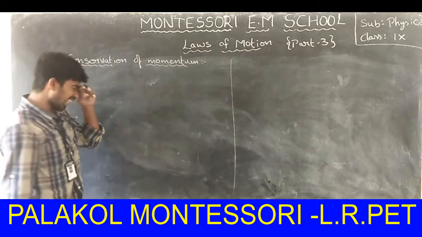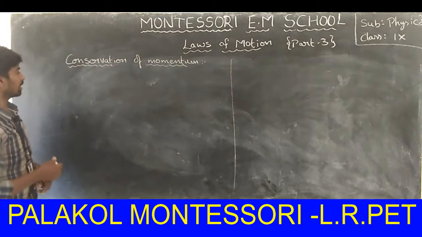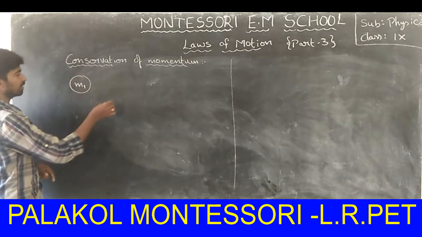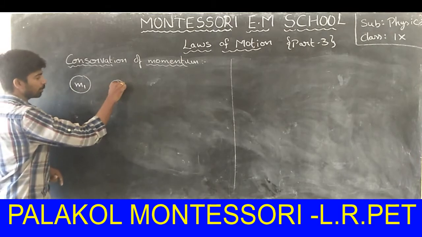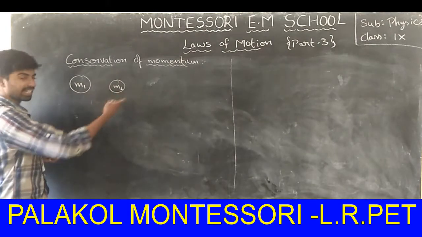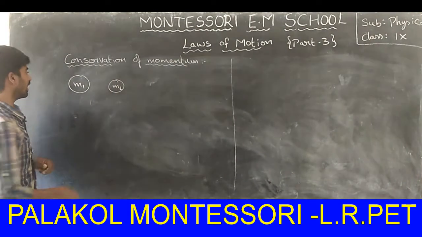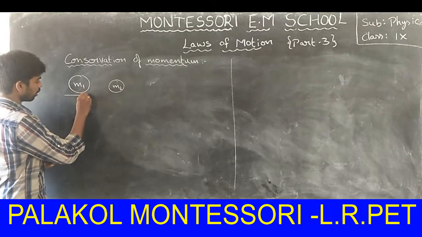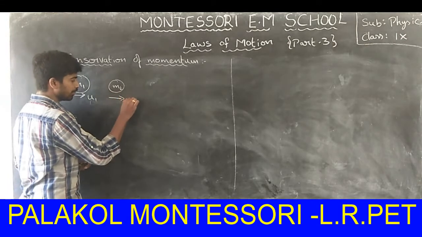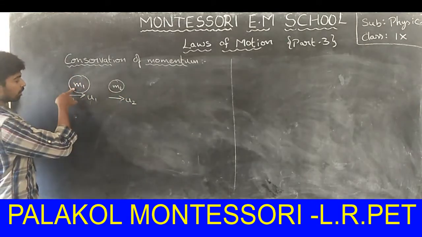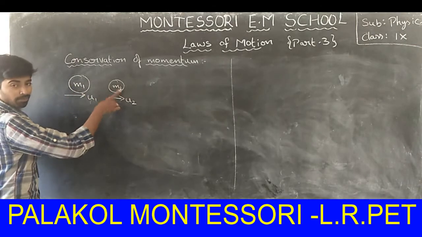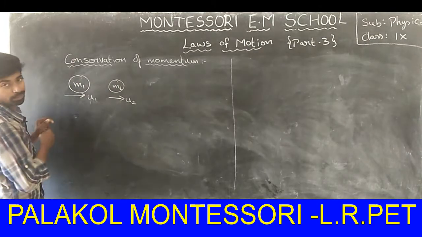To study conservation of momentum, let us consider two objects. This is mass m1. This is another object, mass m2. Let us say these are marbles. So this is a marble of mass m1, and this is another marble of mass m2. Initially the velocity of mass m1 is u1, and the initial velocity of mass m2 is u2.